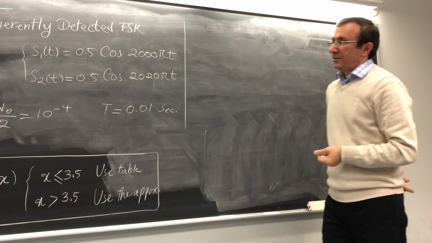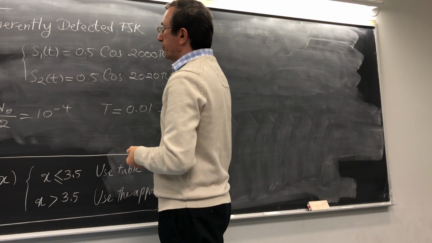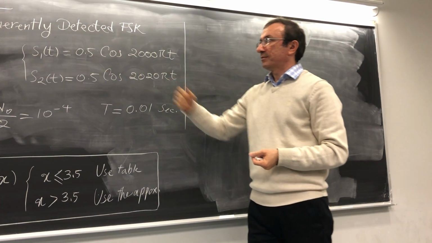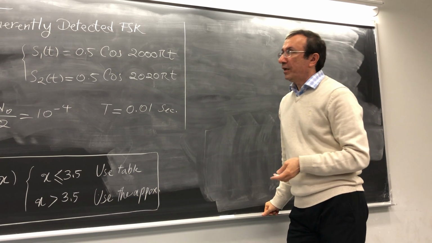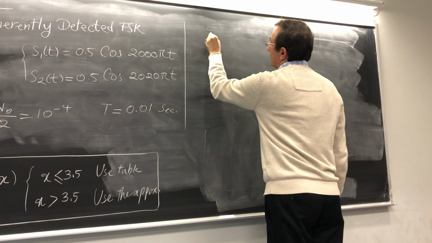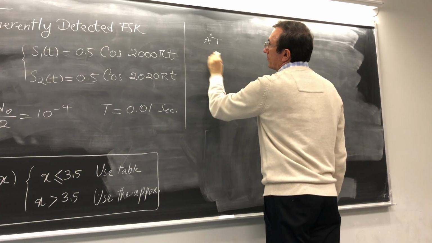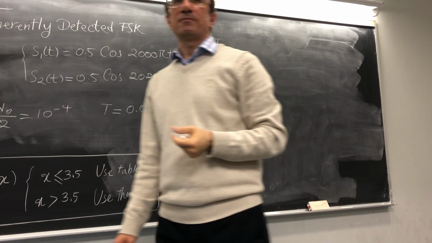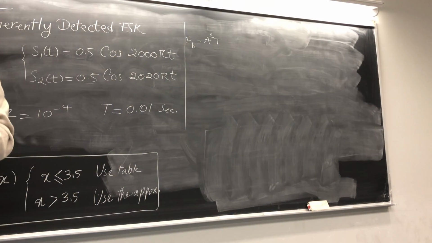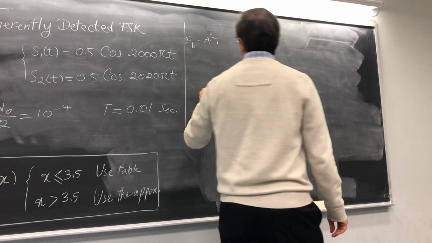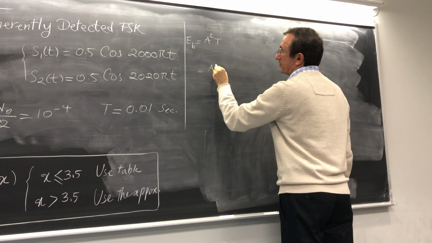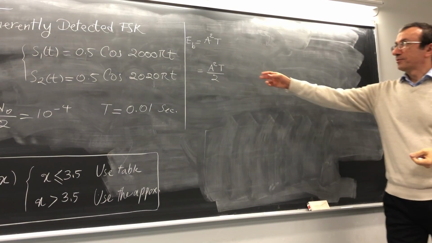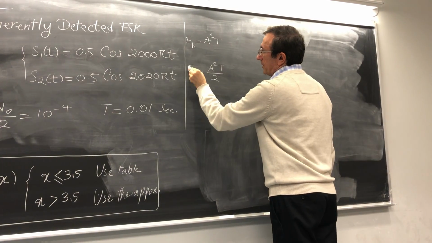Repeat the question, sorry. These are the two prototype signals, right? What is the energy of each one of these? A squared T, or A squared T over 2, which one of those? Yeah, A squared T over 2. So which one? The second one. Can you explain why?